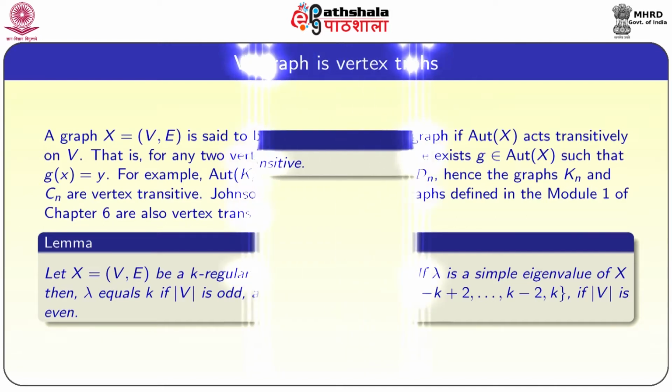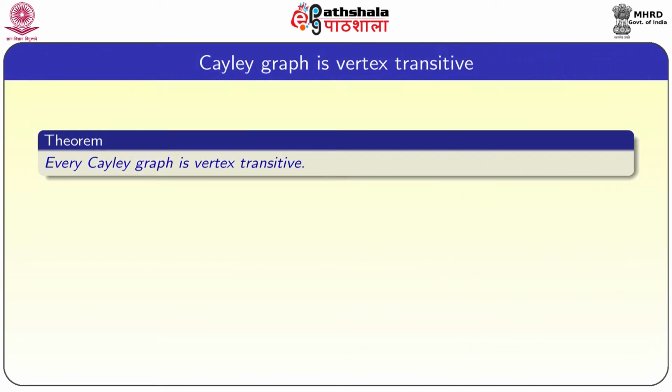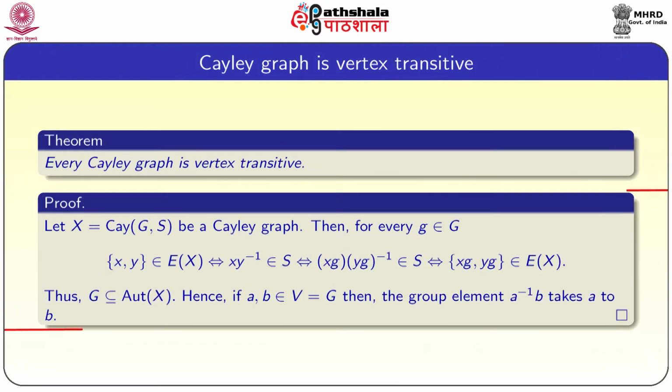Now, we will prove an important result: every Cayley graph is vertex transitive. Recall Cayley graphs we defined in module 1 of chapter 6. Let X be a Cayley graph on the group G with the connection set S. Then for every g belongs to G, (x, y) is an edge of X if and only if x y inverse belongs to S. That is the definition of the Cayley graph.